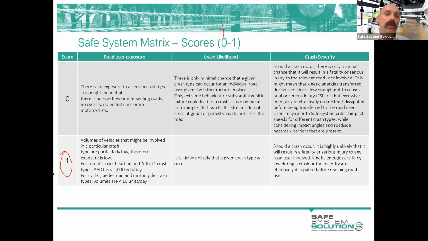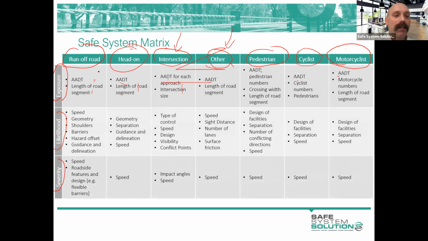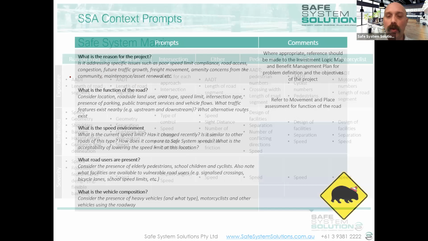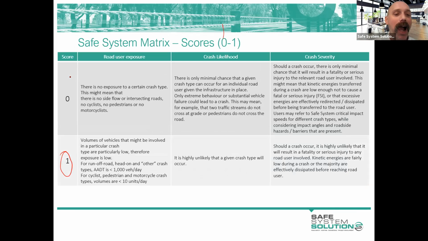So in road user exposure, so that's this one, we're looking at exposure here. We want to put a score between 0 and 4. And so we have a look at our scoring reference sheet. And a 1 says here, for run-off road, head-on or other crash types, AADT is less than 1,000 vehicles a day. So there we go. We've got a pretty clear-cut indication of how we get to that score.